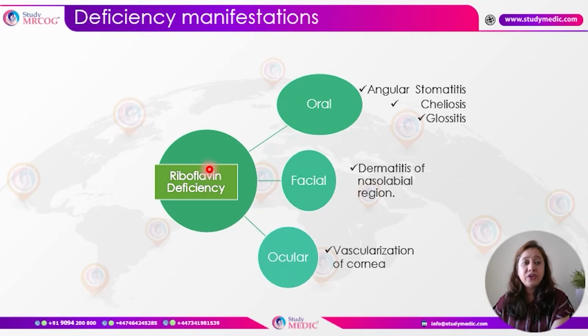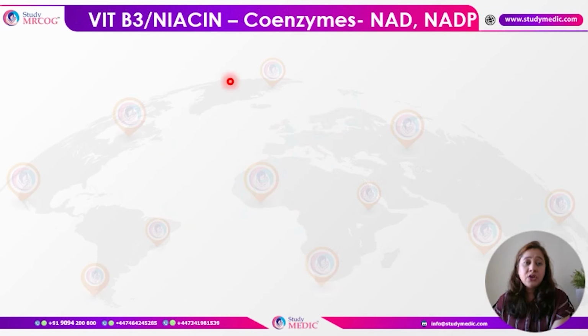Now this vitamin is required, and if it is not supplied in the diet, it can lead to deficiency manifestations. They can present with angular stomatitis, cheilosis, glossitis, and even vascularization of the cornea can happen. Now vitamin B3, also called niacin, has the coenzymes NAD and NADP, nicotinamide adenine dinucleotide and nicotinamide adenine dinucleotide phosphate.